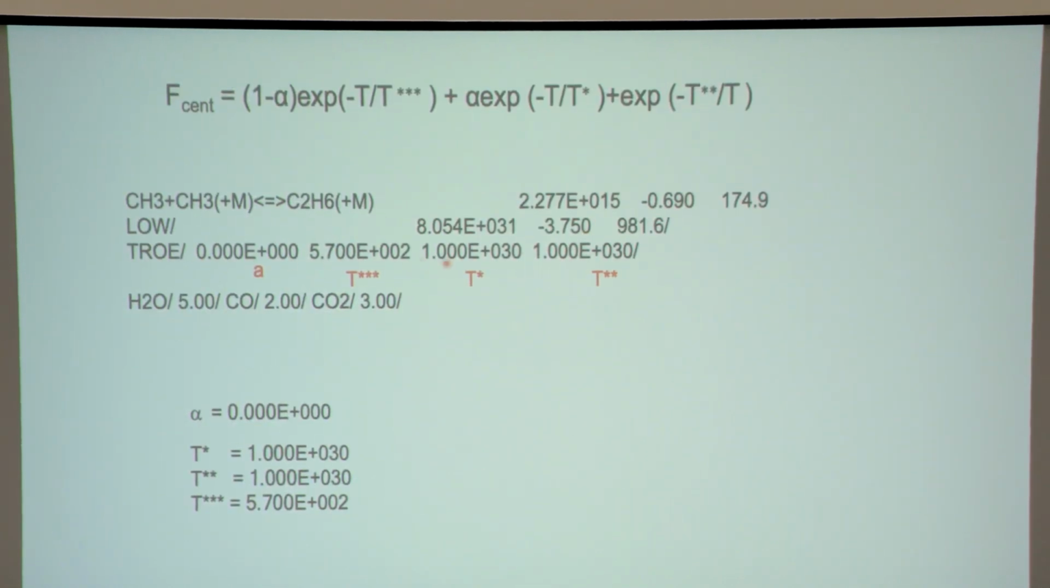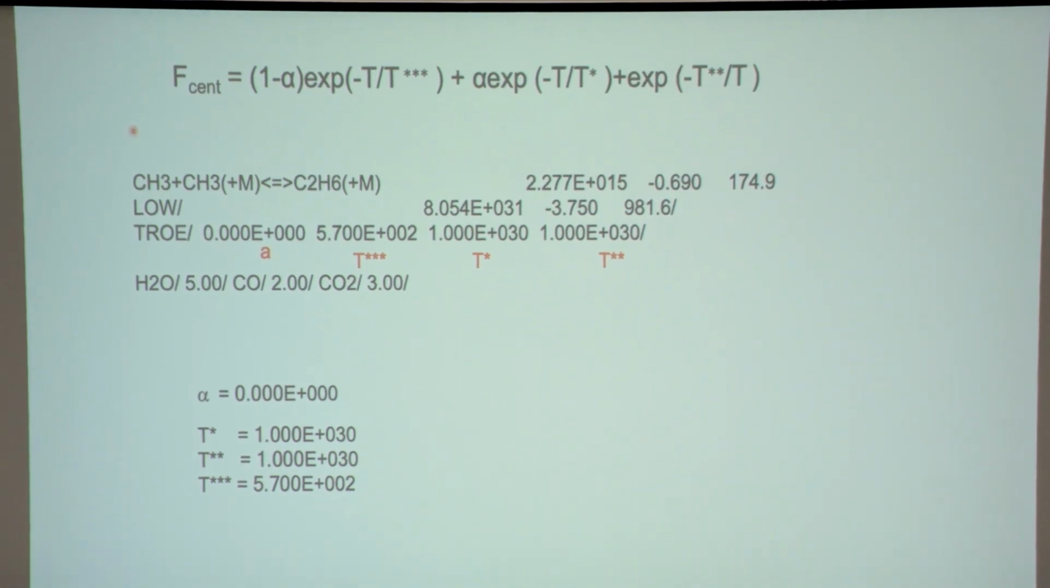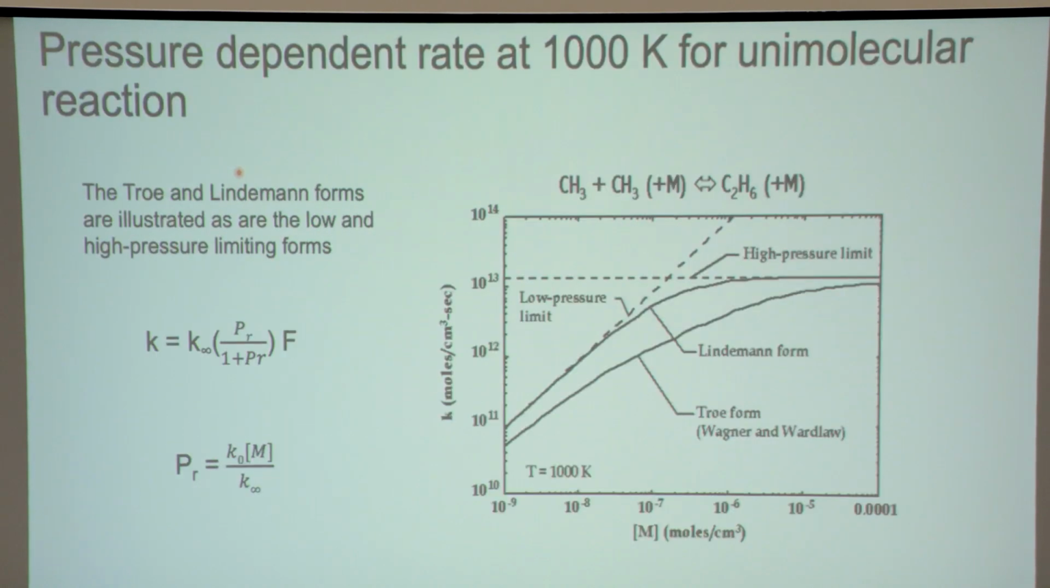And then you have these fitting formulations. So we have alpha, which was shown in the previous slide, 1 minus alpha. You're given T triple star, 570, T star, 1 times 10 to the 30. So these are not physical numbers, right? It's not like it's a temperature. It's just a fitting function. And then T double star is 1 times 10 to the 30. All of this goes into this equation, and you can get F cent, and then you go back and calculate the F based on F cent, and you can calculate the K at different pressures. So again, it's all just fitting formulation.